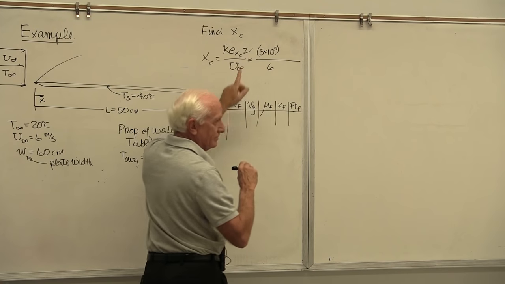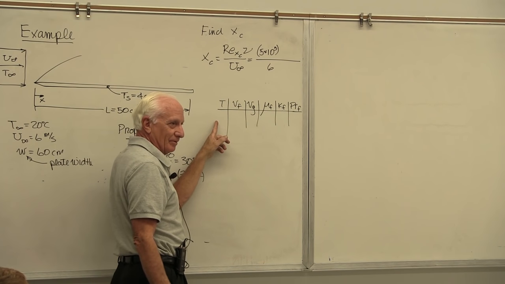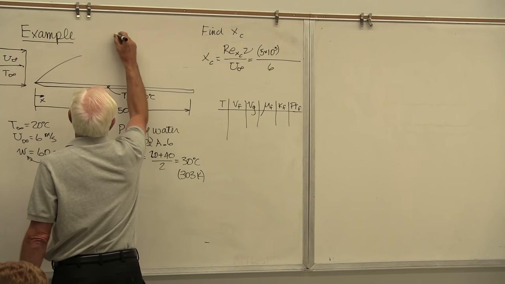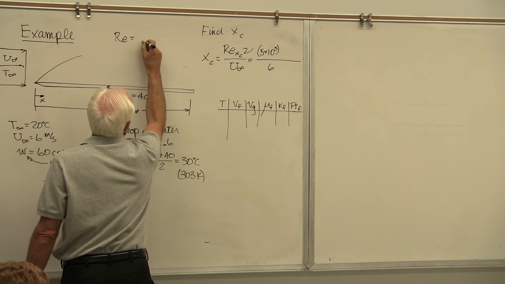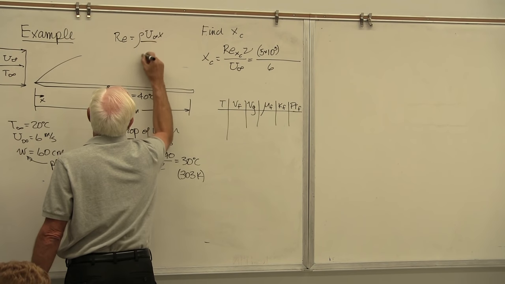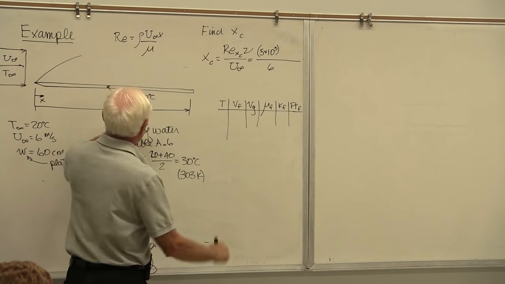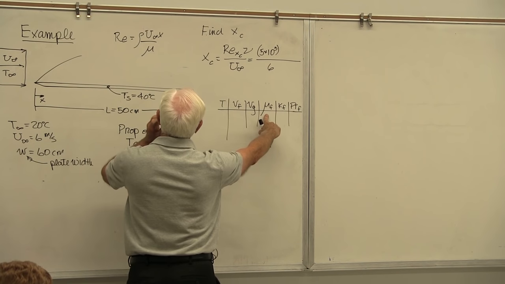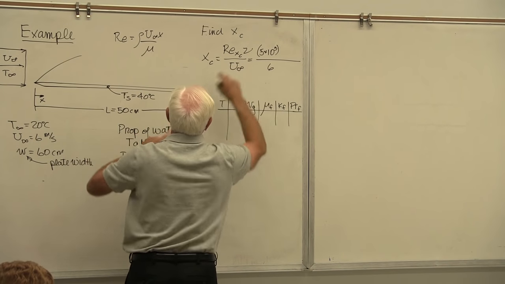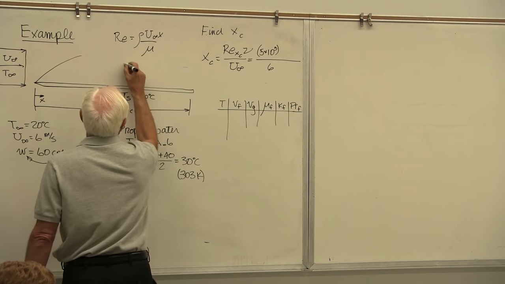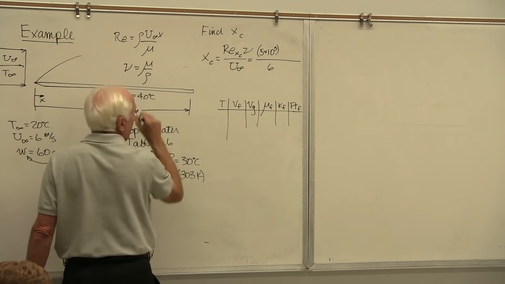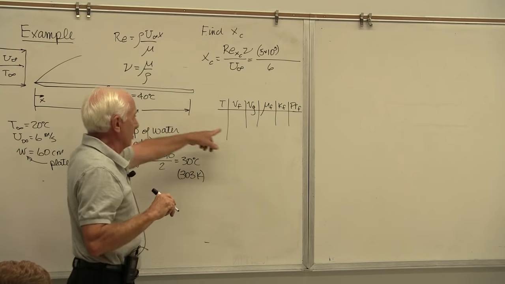I need nu. Bad news, it's not in the table. That's okay, I can do it one of two ways. I also know that the Reynolds number is equal to rho u infinity x over mu. There's the mu column right there. Or I can find nu, where nu equals mu over rho. I don't see a rho column in that table.